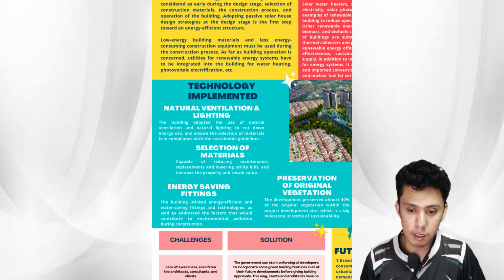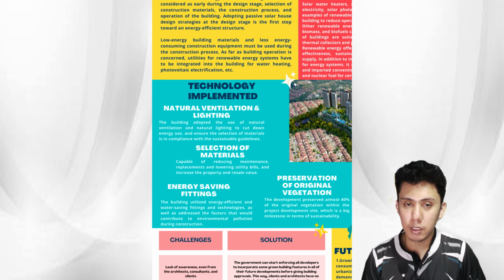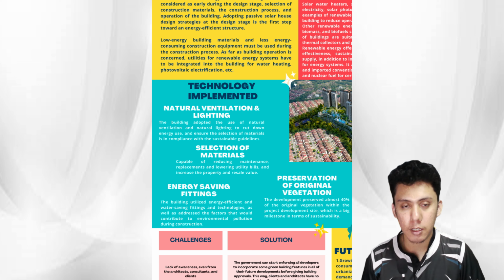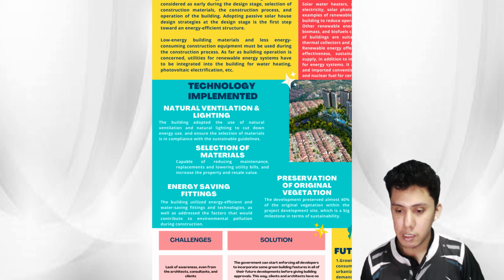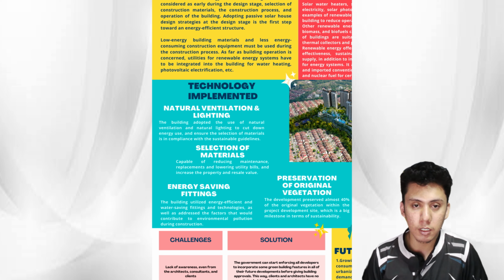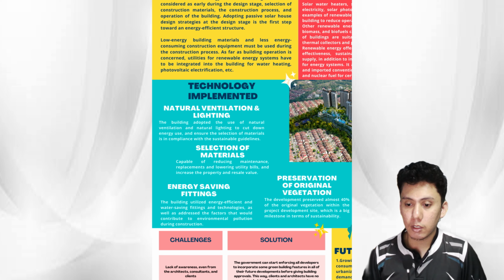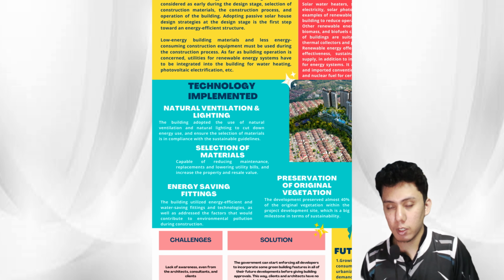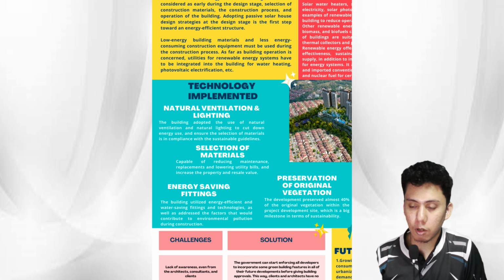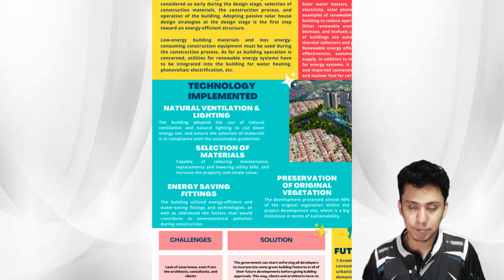So next is the energy saving fittings. The building utilizes energy efficient and water saving fittings and technology, as well as addressing factors that would contribute to the environmental problems that happen during construction. So lastly is the preservation of the original vegetation. The development preserves almost 40% of its original vegetation, which is maintained all around the building.